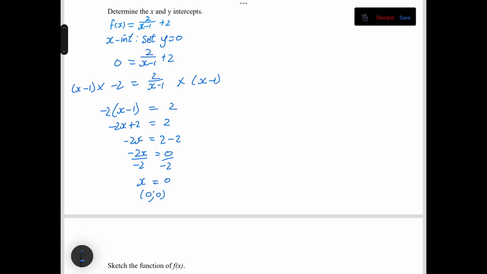And then my y-intercept, I set x equal to 0. There we go. So it's going to be y equals 2 over 0 minus 1 plus 2. So if we simplify this, y is therefore equal to 0. Right? So write it in coordinate form. So you see the x and the y intercepts, they are the same.